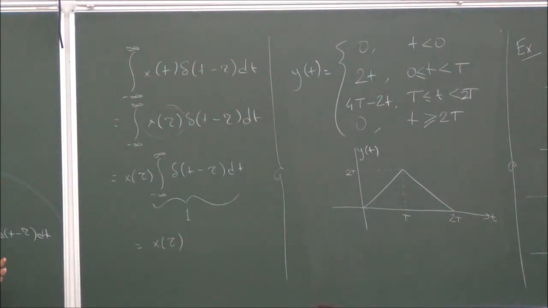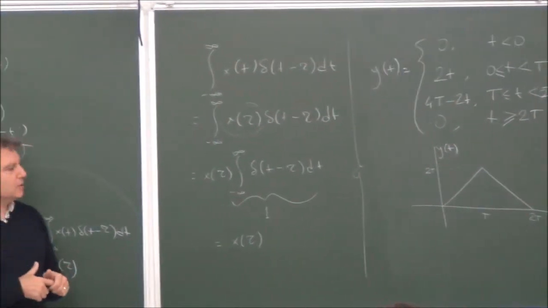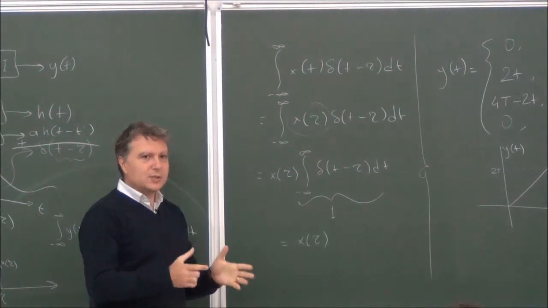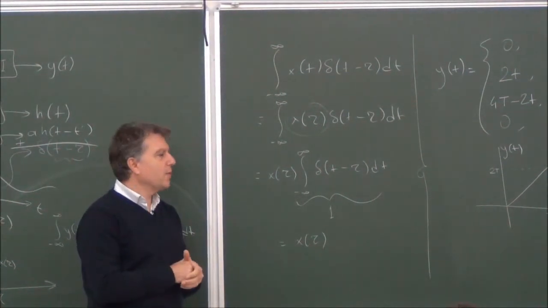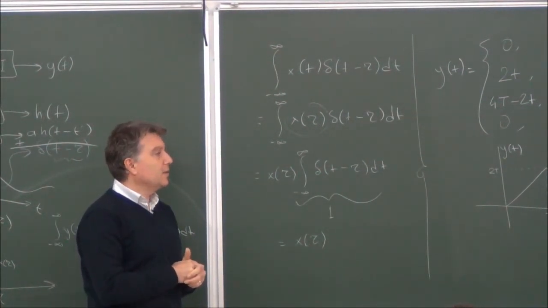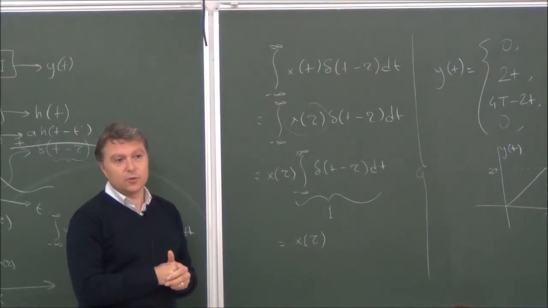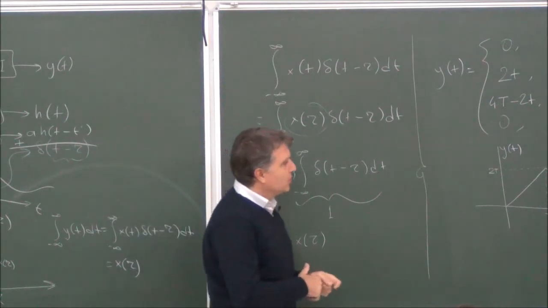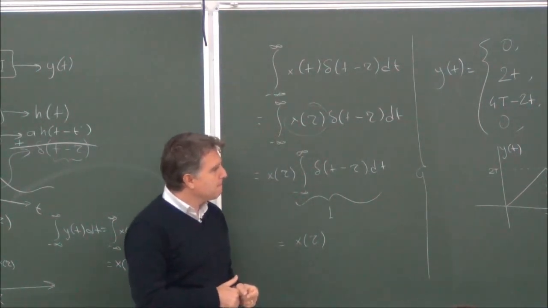This kind of graphical interpretation is useful, and that's almost the only thing that you can do for evaluating the convolution or finding the output. We don't have any other method for convolution in continuous time.